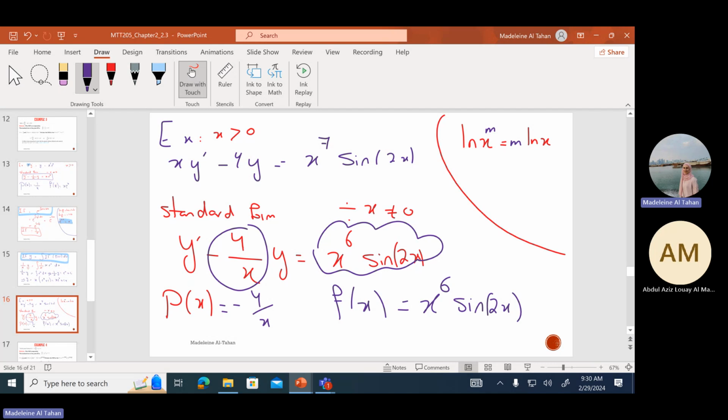Please find the integrating factor. Who's done with the integrating factor? Raise your hand. This is the one to check your integrating factor. Who's not done with the integrating factor yet? Okay.